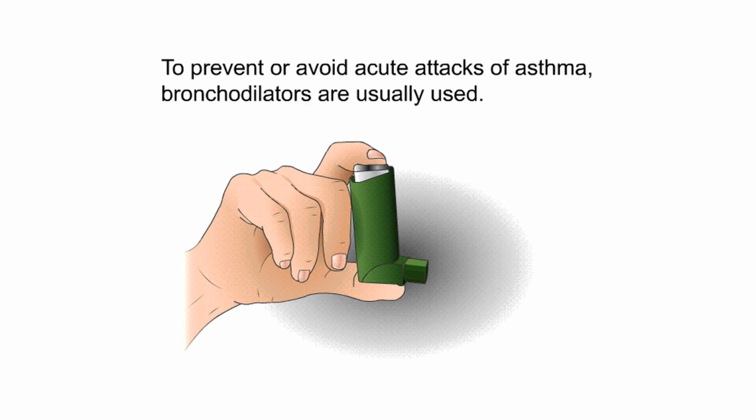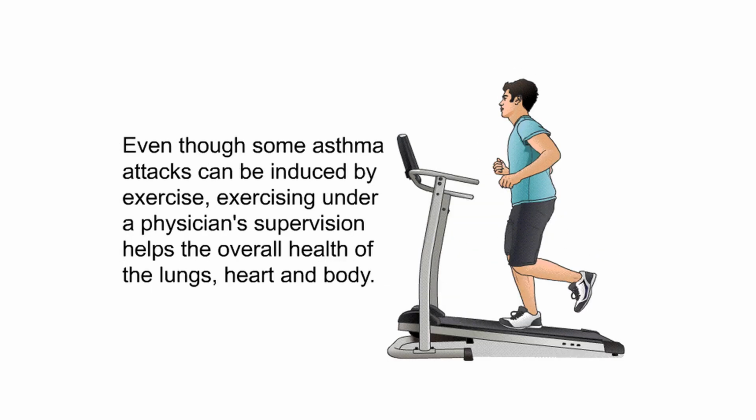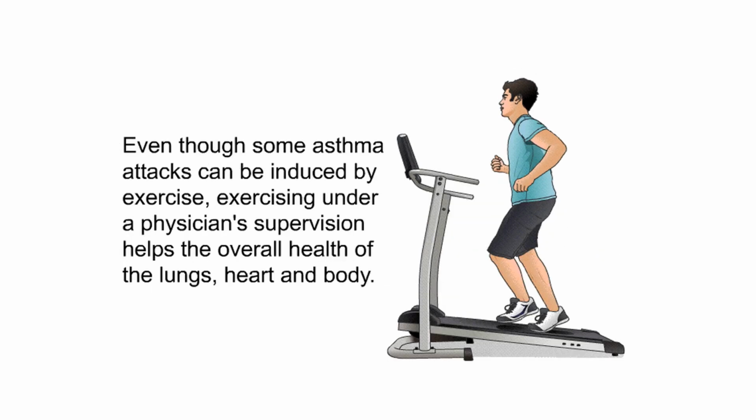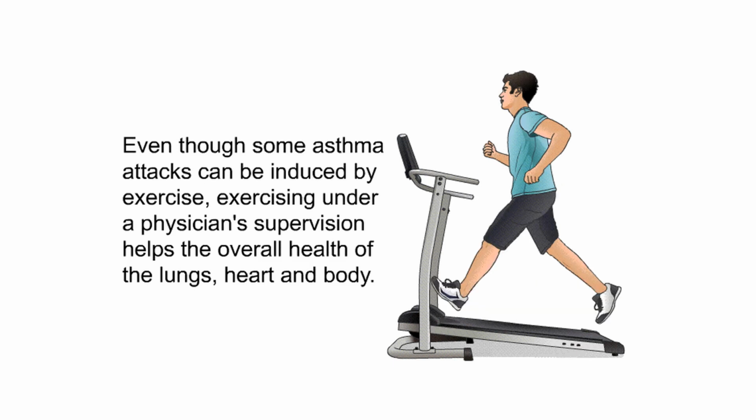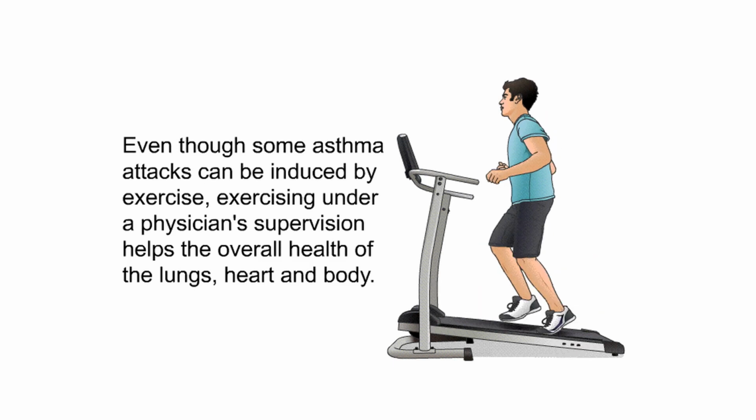Other types of anti-inflammatory medications are non-steroidal medications, such as cromolyn and metoclopramide. To prevent or avoid acute attacks of asthma, bronchodilators are usually used. The aim of these medications is to relax the muscles of the bronchial tubes. Some of these medications act quickly and are inhaled. Others act over longer periods of time and are usually taken by mouth. Even though some asthma attacks can be induced by exercise, exercising under a physician's supervision helps the overall health of the lungs, heart, and body.